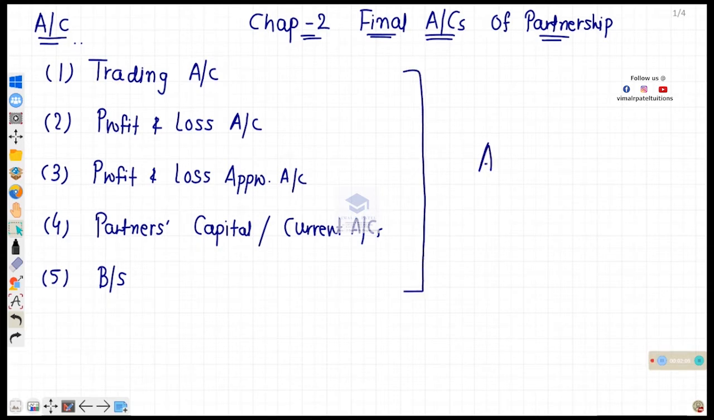And effect of adjustment will be given. Adjustments are those transactions which have not been recorded in the books of account at the time of preparing trial balance. So after preparing trial balance and before preparing final account, you have to give effect of adjustment.